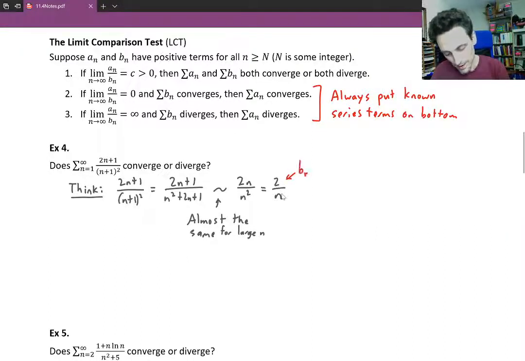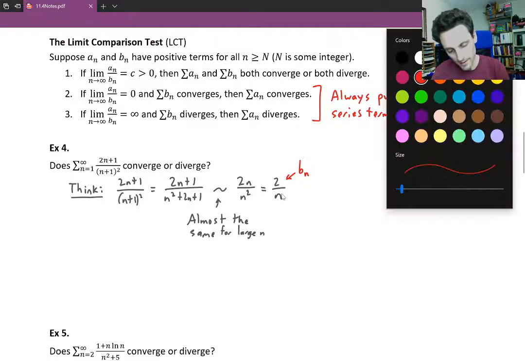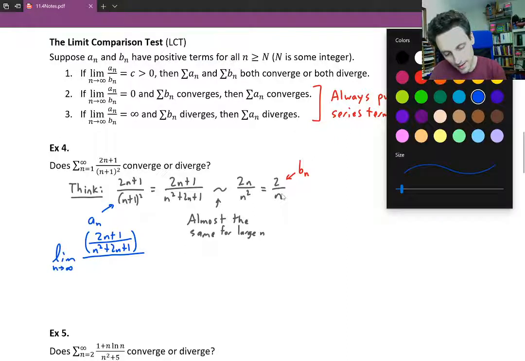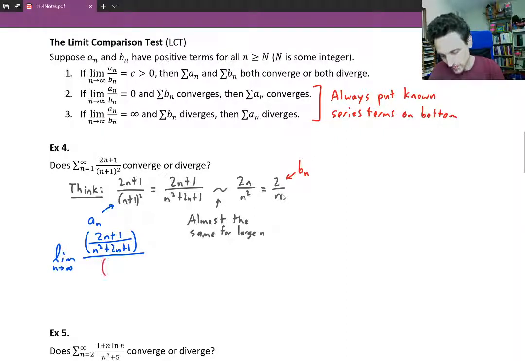Let's write this. These are the b sub n's, and these are the a sub n's. Just so we have things grounded. So we're going to write the a sub n's on top. I'm going to use the expanded version of the a sub n's, the one where we distributed out. And we're going to put 2 over n on the bottom. Those are the terms of the known series.